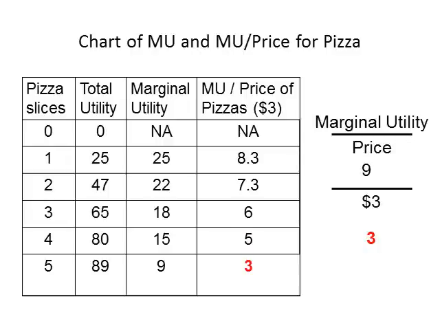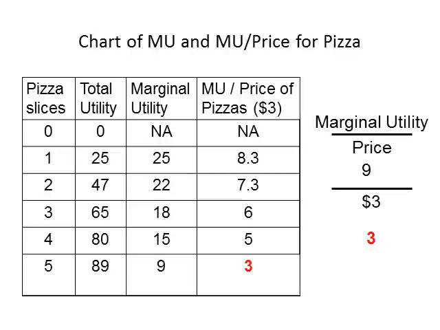The sixth row has a marginal utility in it, so we can calculate the marginal utility divided by the price of pizza. The formula is the marginal utility divided by the price of the pizza. The marginal utility in the sixth row is 9 and the price is 3. Dividing 9 by 3 is 3. 3 is placed in the sixth row.